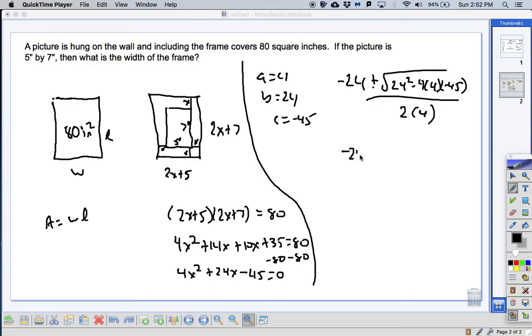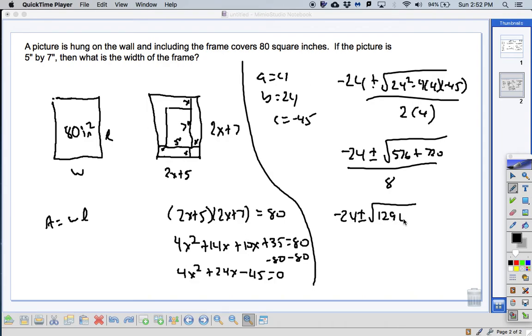And we're going to clean this up some. So I got negative 24 plus or minus, and on the bottom, I got an 8. And I'm going to use the calculator because those are really big numbers. So 24 squared ends up being 576. And then I got 4 times 4 times 45 is 720. And it's going to be adding because I have two negatives. So plus 720, and that is 1,296. So I get negative 24 plus or minus the square root of 1,296 over 8.